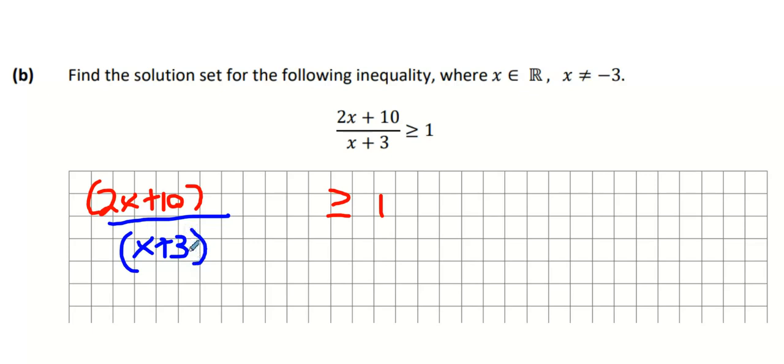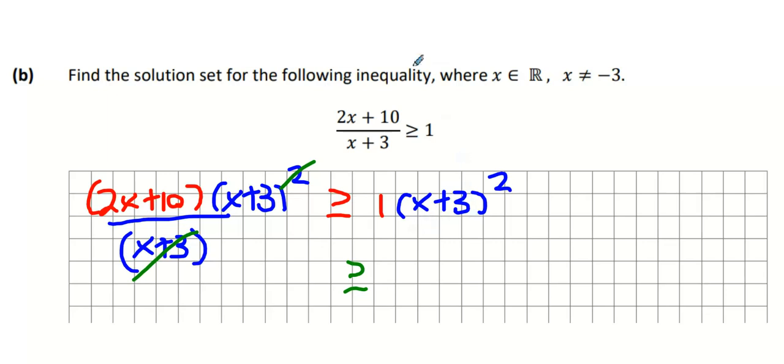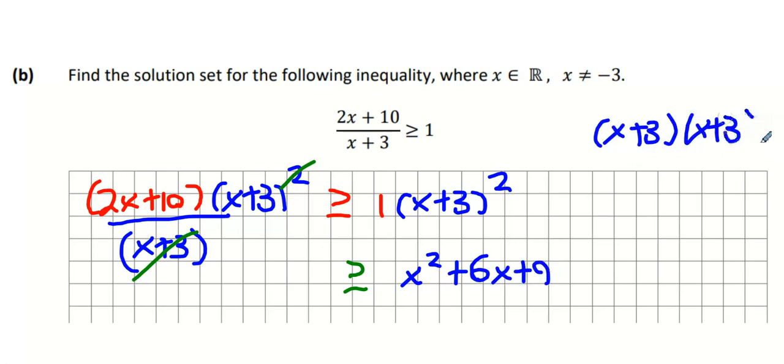You get the square of the denominator and you multiply both sides by it, like so. We're okay with that? Okay. What cancels? That and that. And you multiply that out. When you multiply x plus 3 by another x plus 3, you get x squared plus 6x plus 9.